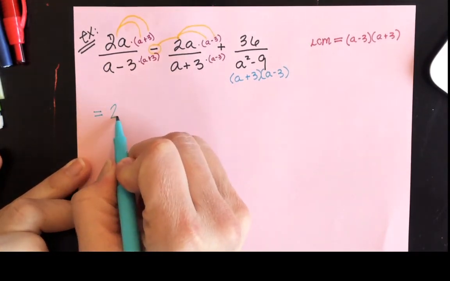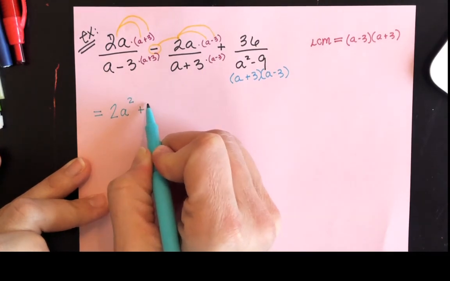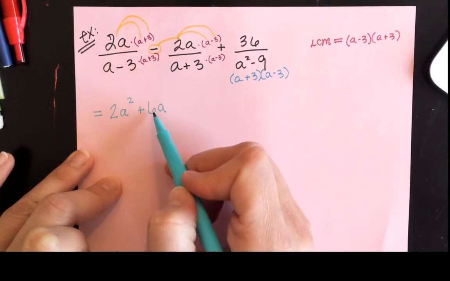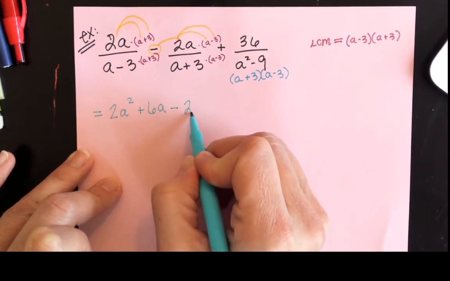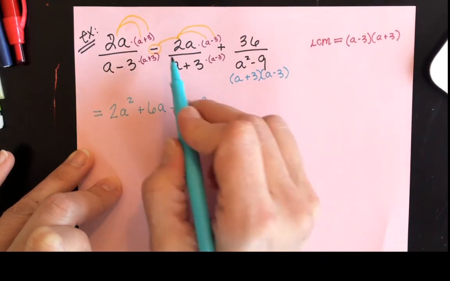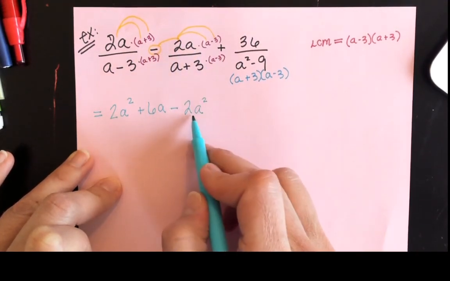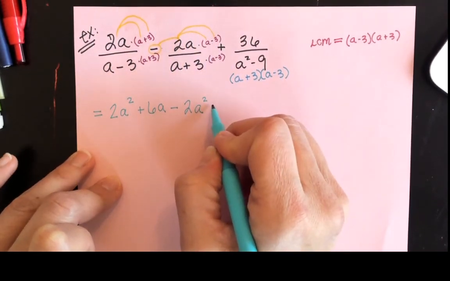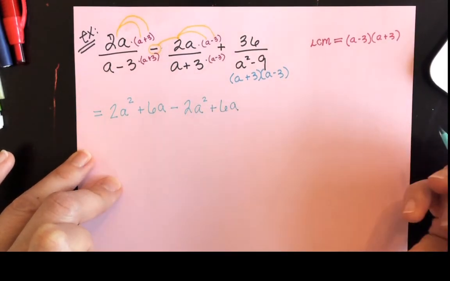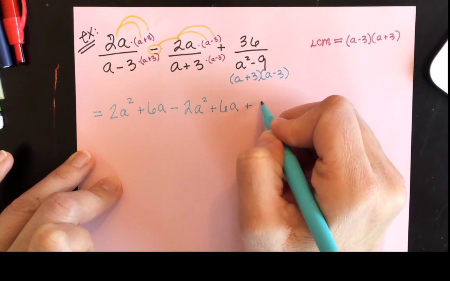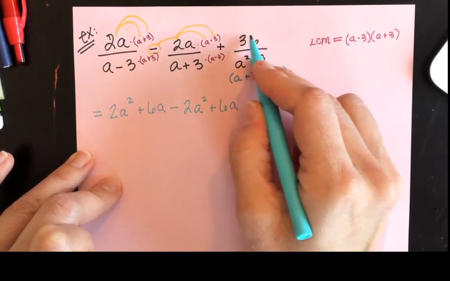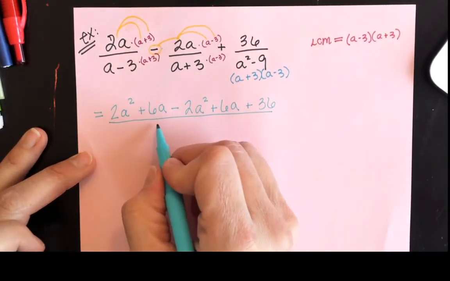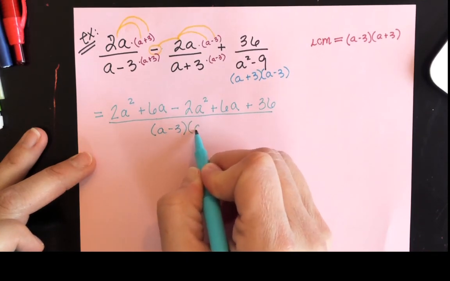We end up with 2a squared plus 6a from this one. We're going to have minus 2a squared. Negative 2a times a is a minus 2a squared. Negative 2a times a negative 3 is still going to now be our positive 6a. And then we do have our plus 36, that's kind of sitting here all by itself. All of that goes over what we know is the common denominator, which is a minus 3, a plus 3.